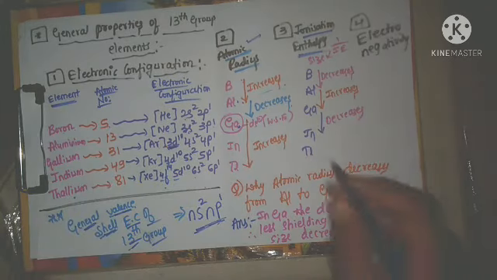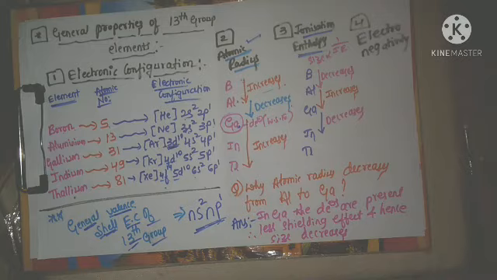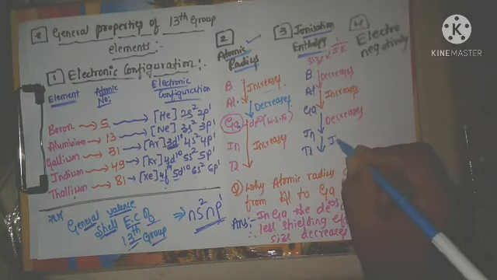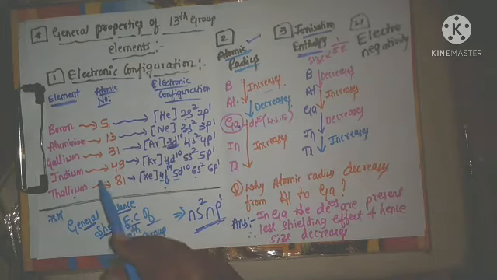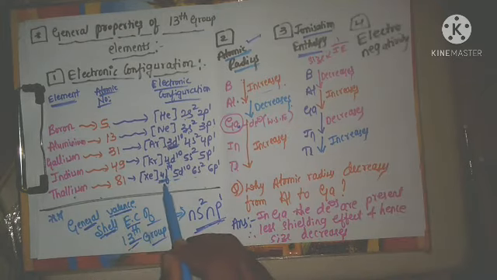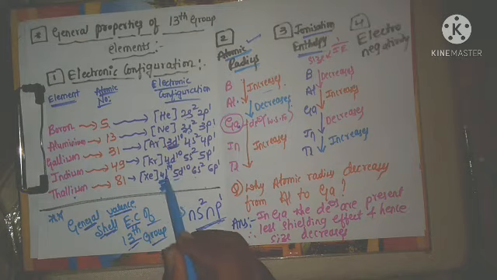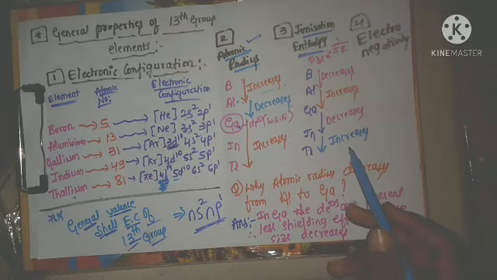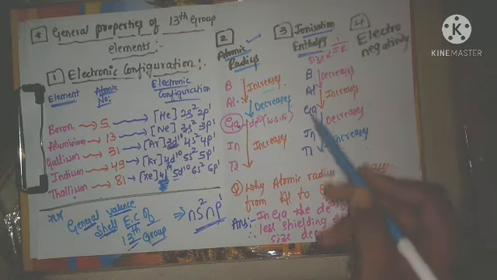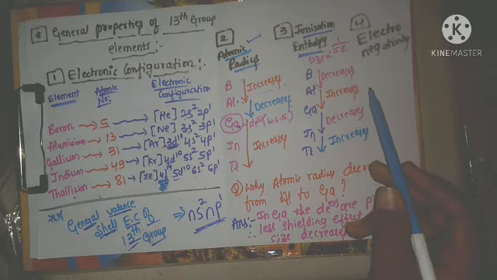But from indium to thallium, what happens? The ionization enthalpy increases. It increases because if you check from indium to thallium, the f electrons are involved again. Which electrons are involved? F electrons. Therefore, ionization enthalpy also increases.